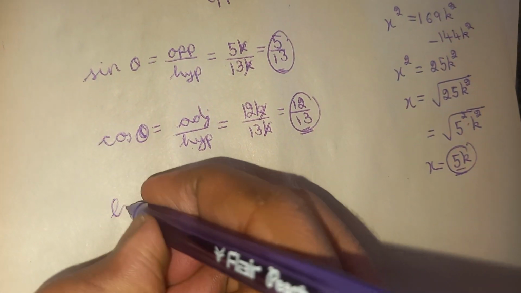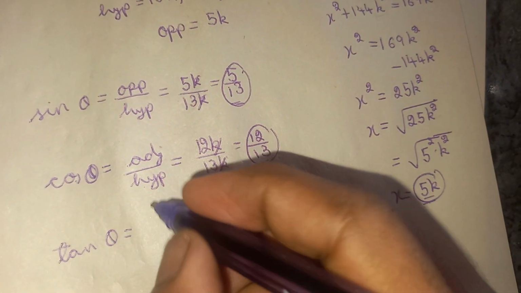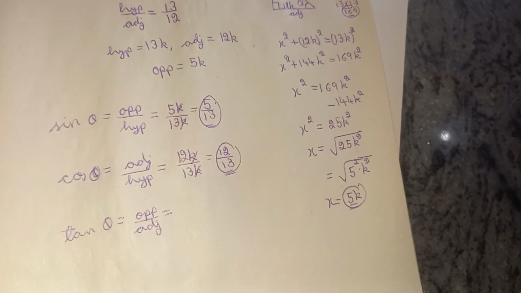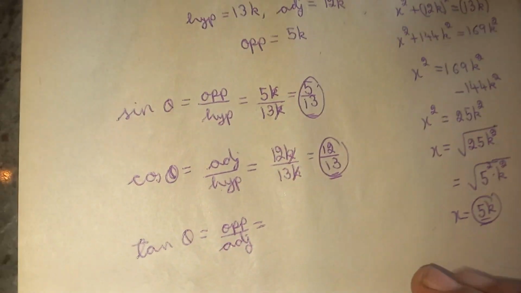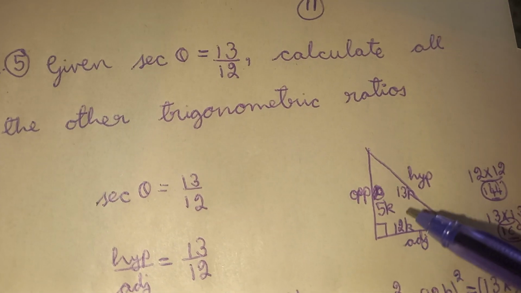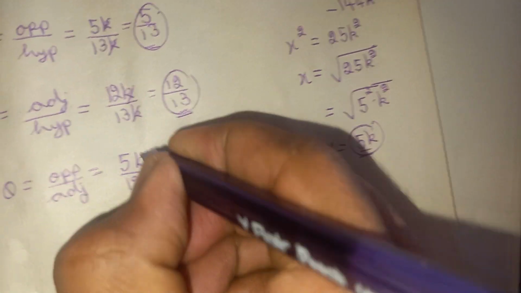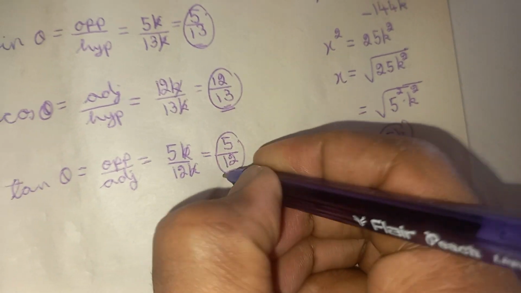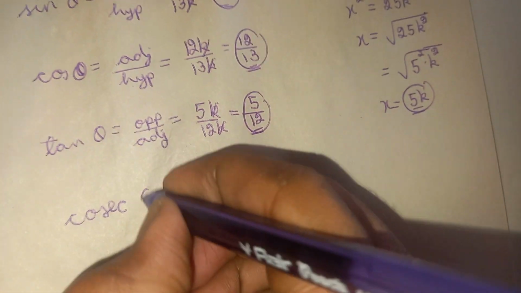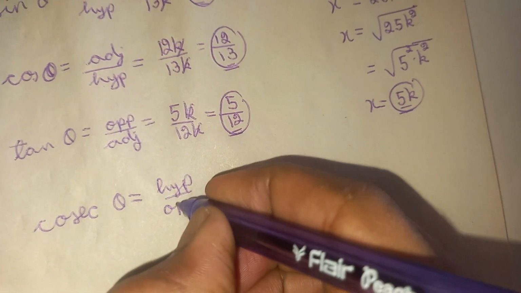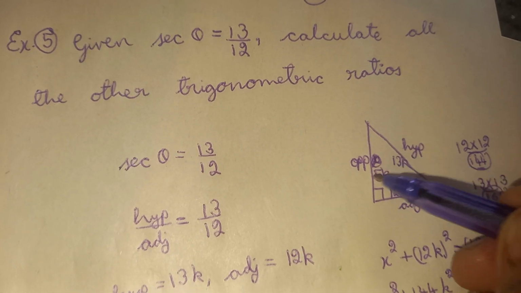In the same way, let's find tan theta. Tan theta means opposite by adjacent, which here is 5k by 12k. K cancels out, and it becomes 5 by 12. Now let's do cosecant theta. In sin theta it is opposite by hypotenuse; here it is hypotenuse by opposite. In the same way, the values flip upside down, that is 13 by 5. Or you can take 13k by 5k, that is 13 by 5.